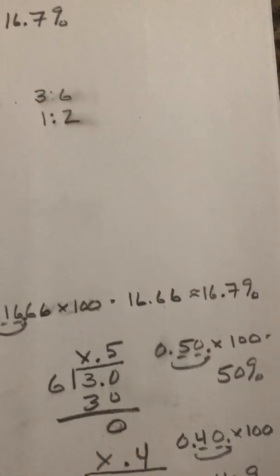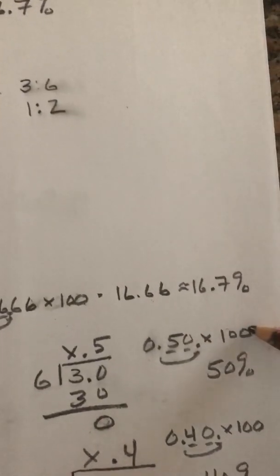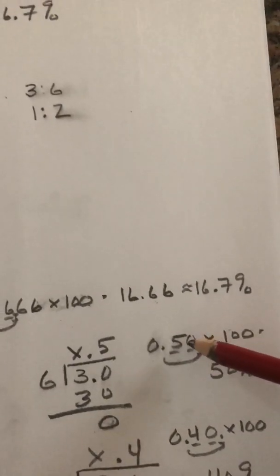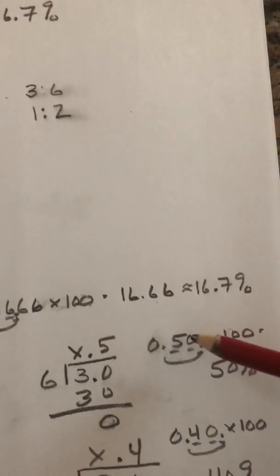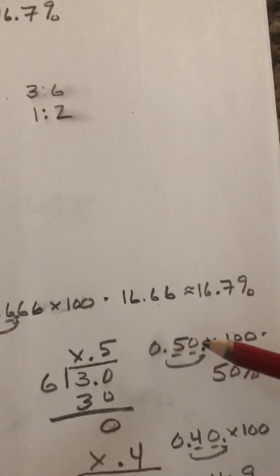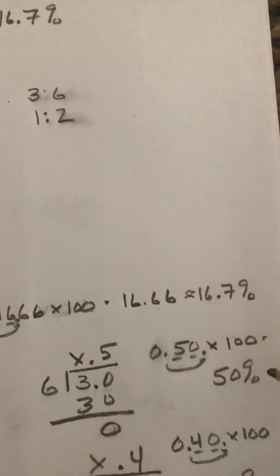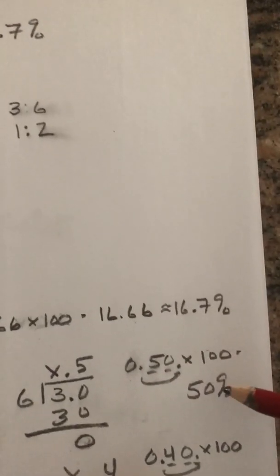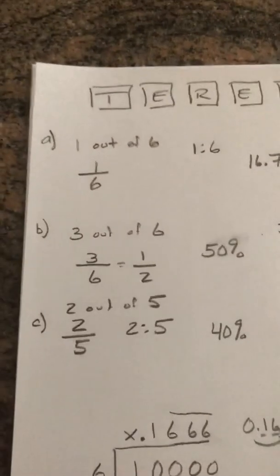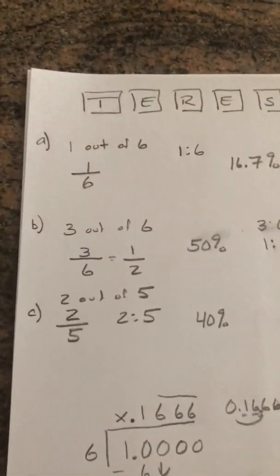Now, why did I write it that way? Because I know when I multiply by 100, I need to be able to move it over 2 spaces. So I'm going to need that 0 there in order to move my decimal 2 spaces over. So this 0.50 is actually going to become 50%. So there's a 50% chance that she pulls out a vowel.